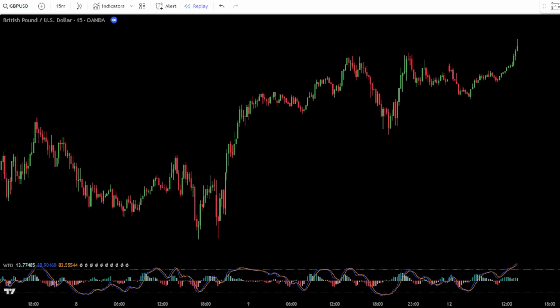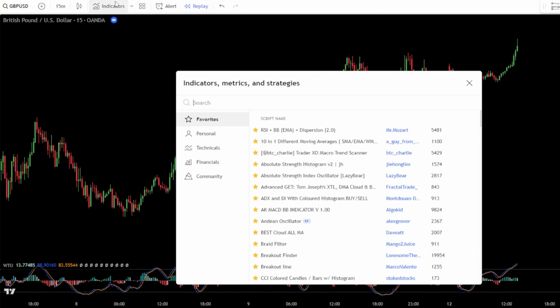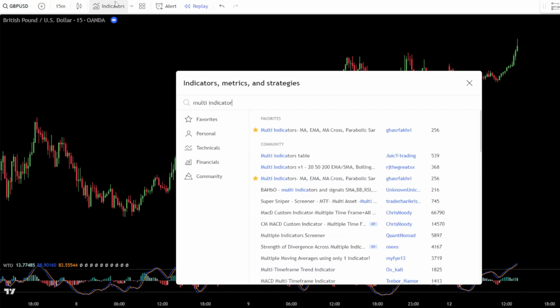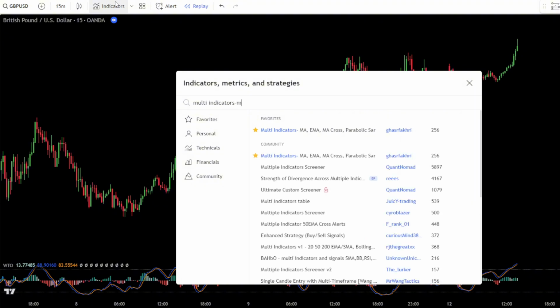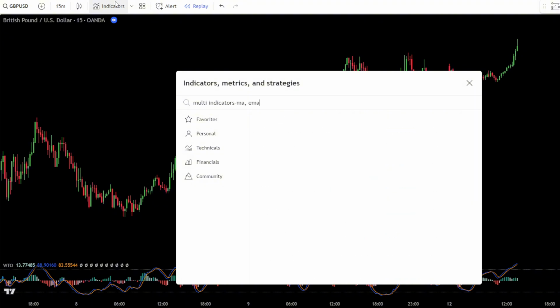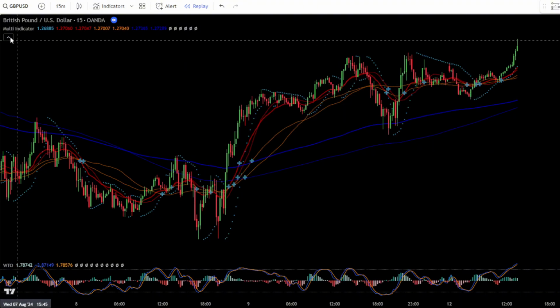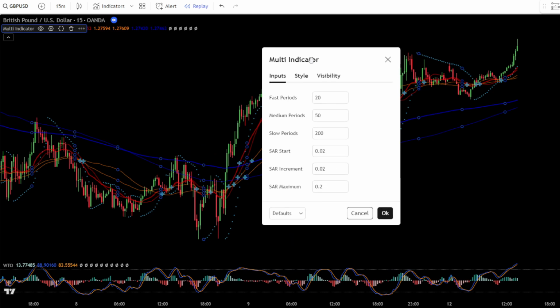Since the trading strategy we will use this time follows the pullback method, you need to add one more indicator. Go to the Indicator Search tab and type Multi-Indicators MA, EMA, Parabolic SAR. Then, simply select Multi-Indicators MA, EMA, Parabolic SAR by Fakri. Then, adjust the multi-indicator settings. Open the Input tab and change the median period's value to 100.